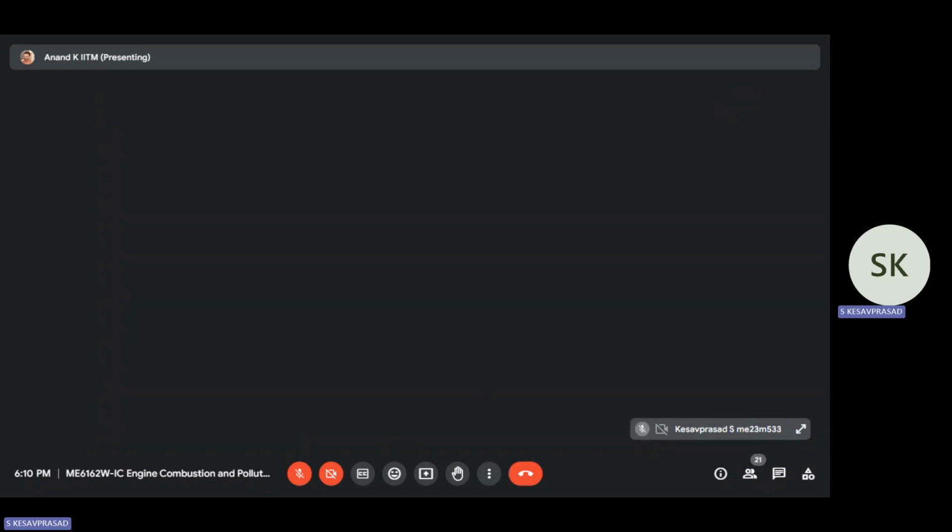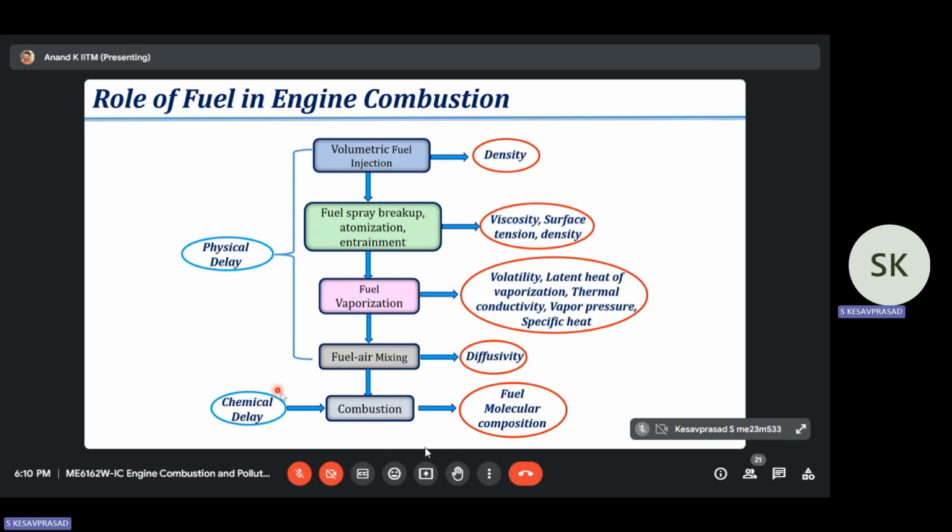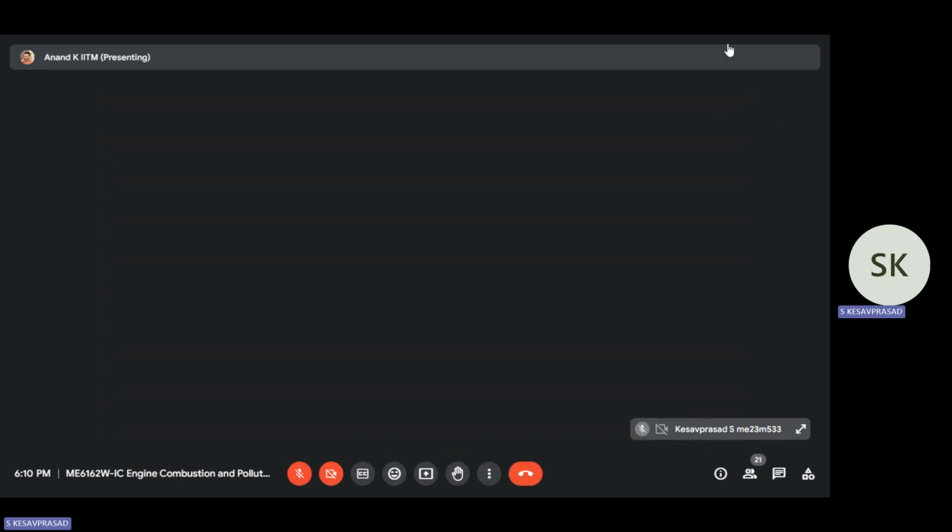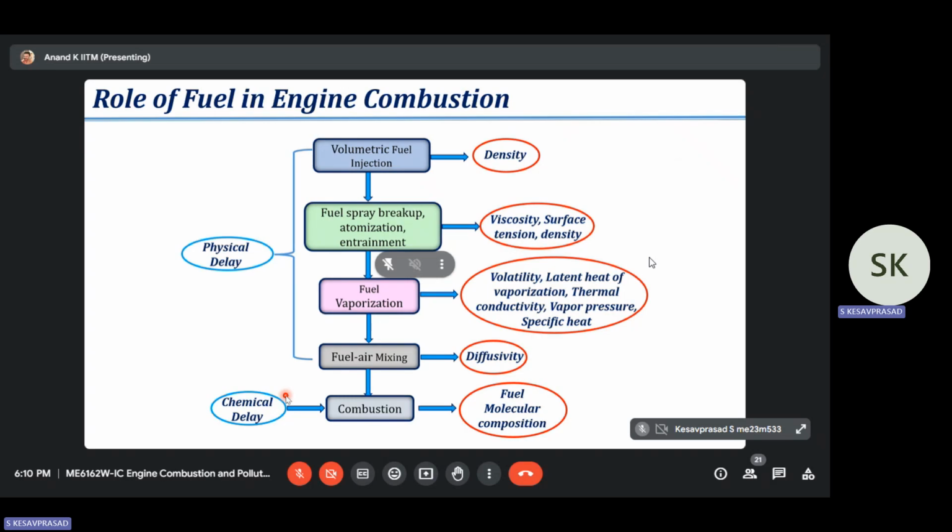Then there is another delay time referred to as chemical delay time, which is the time required to form radicals from a stable molecular structure of the fuel. From a stable molecular structure of the fuel, radicals are formed, and the time required for forming those radicals is referred to as chemical delay.